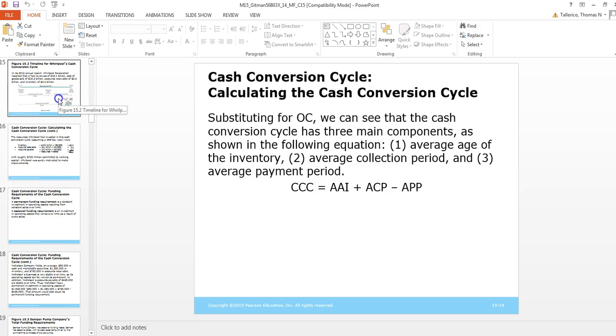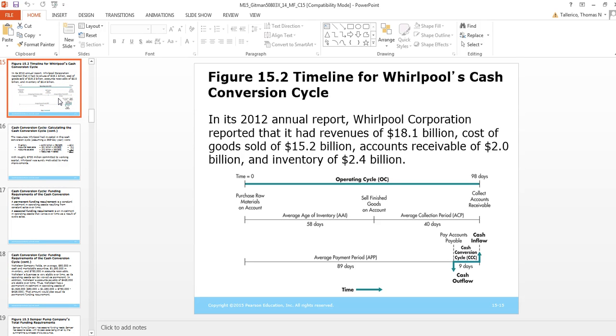We now move on to slide 15, and this is that equation in graphical form. You can see the cash conversion cycle is right here, and here's the operating cycle, which we previously talked about. The question is how long it takes from the cash outflow to the cash inflow: how much you pay out versus when the money comes in. So this is that equation in graphical format.